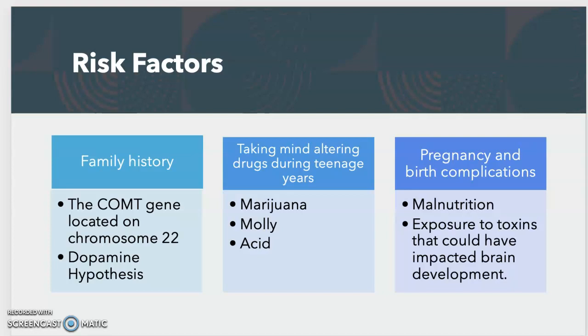Taking mind-altering drugs during teenage years is another risk factor. These drugs include marijuana, Molly, acid, LSD, ketamine. All these drugs put the mind in a hallucinatory or delusional state, and if you take them, they damage your brain, which can lead to schizophrenia. A risk factor during pregnancy and birth complications. This is malnutrition and exposure to toxins that could have impacted brain development.